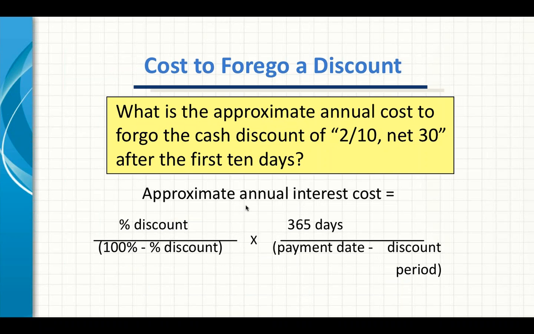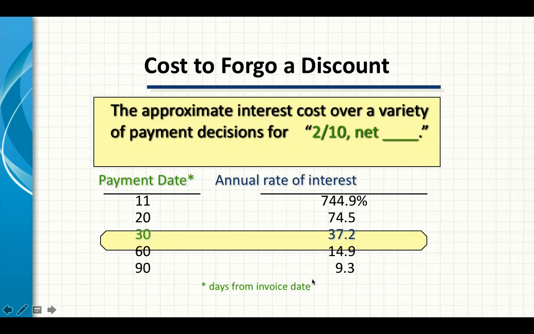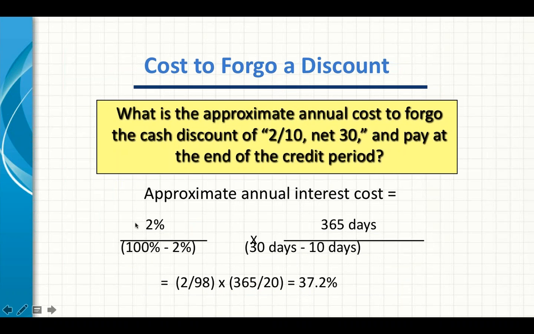This is a formula we just practiced, and you don't need to work on it by using the shortcut. See, almost 37.2, because it's 2% for how many days? 20 days.